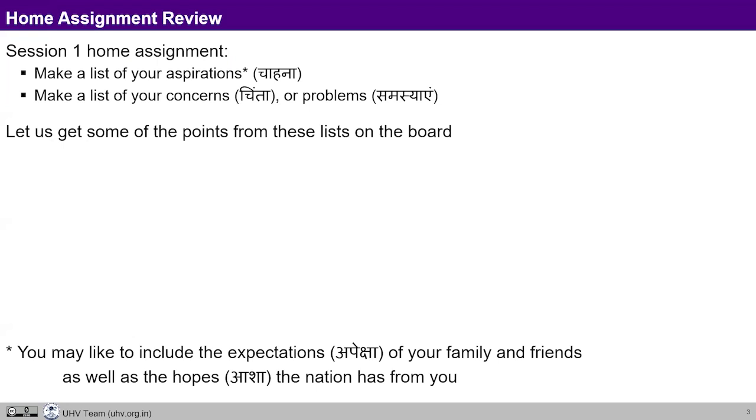So the students might have done the exercise by themselves, and then we can ask them to share their aspirations and concerns, and we can chalk it down on the board. And then we can go further to explore. We can also mention that you may like to include the expectations of your family and friends, as well as the hopes the nation has from you.